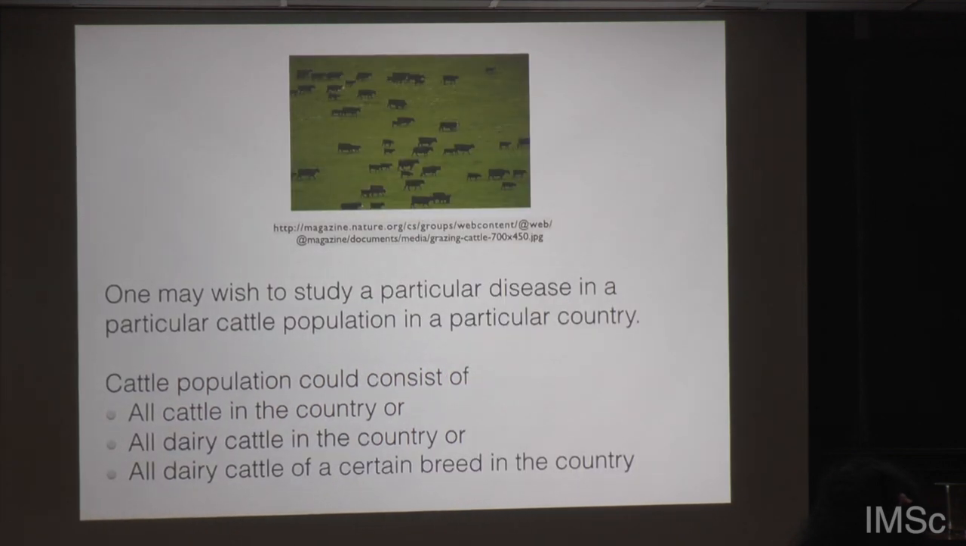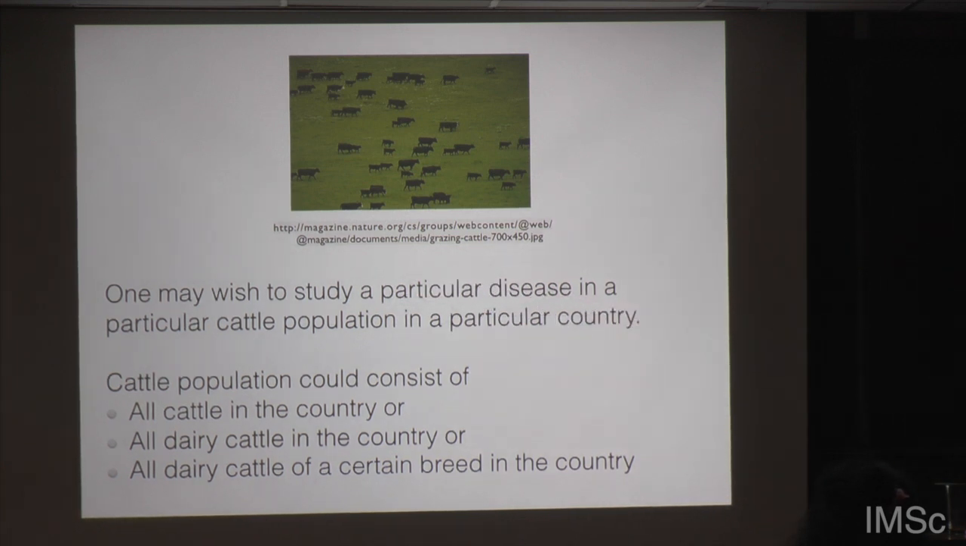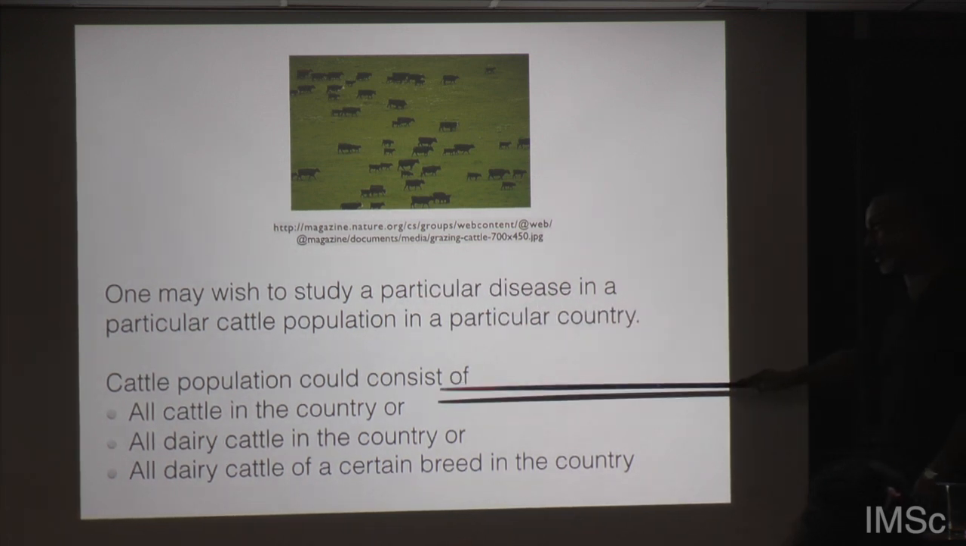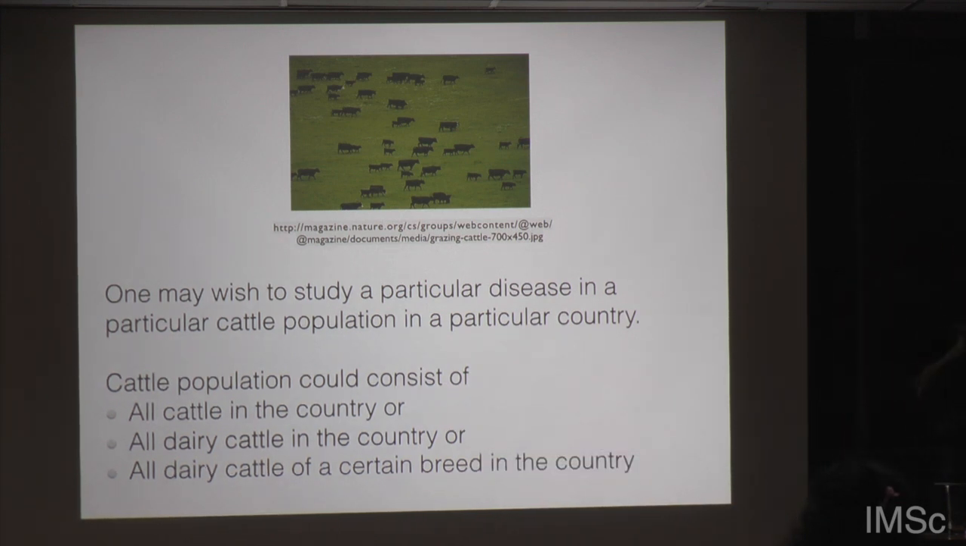For example, you might wish to study a particular disease in a particular cattle population in a particular country. So here you could either consider all cattle in the country, or all dairy cattle in the country, or all dairy cattle of a certain breed in the country. It depends upon what question you want to ask in the context of a specific disease that you want to study.